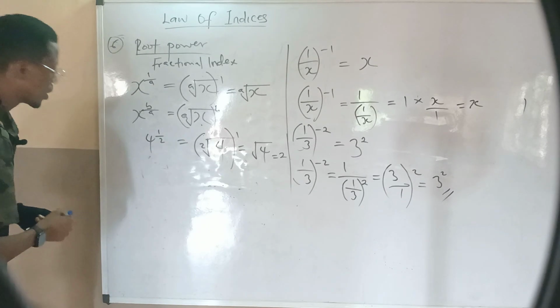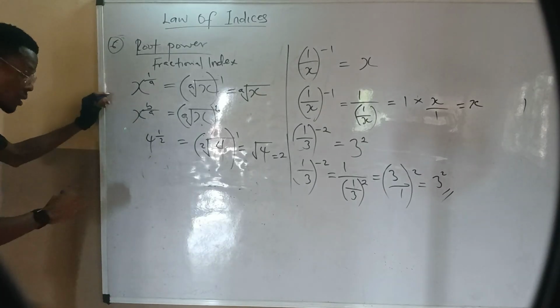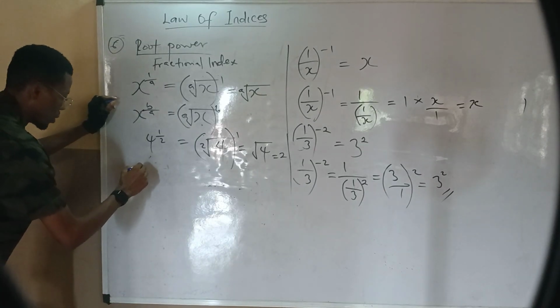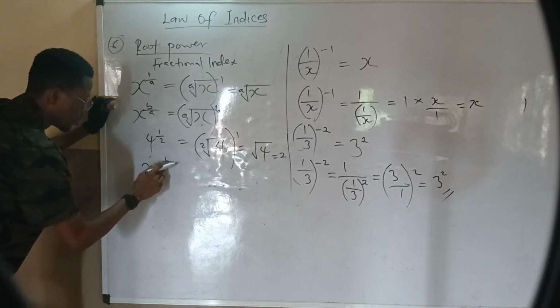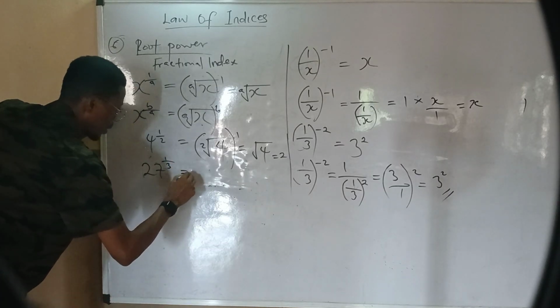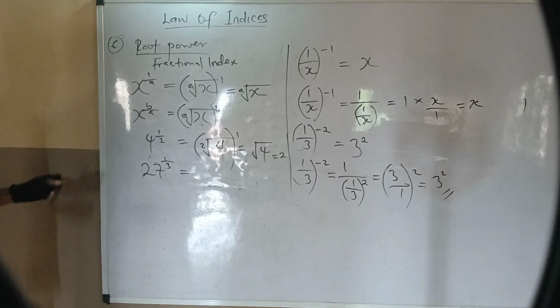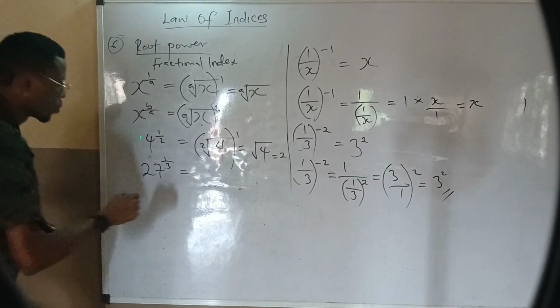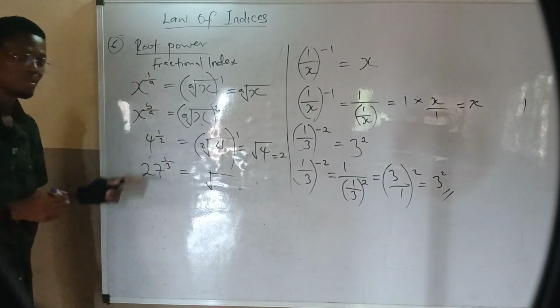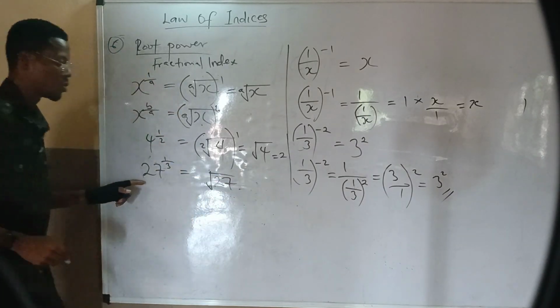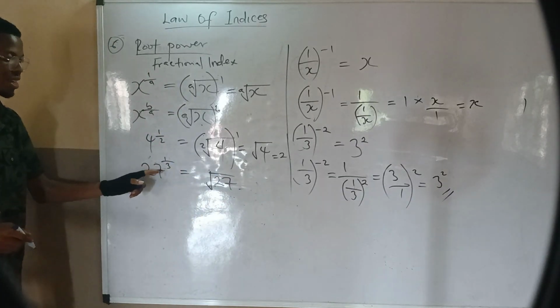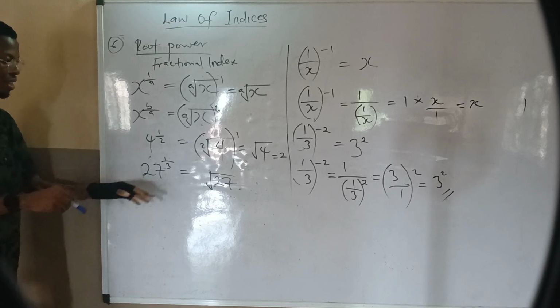So then, if we have another example, let's say 27 raised to the power of 1 over 3. Now, in this case, what do we have? We have 27 raised to the power of 1 over 3. So the root of what? The base. Which is the base? The base is 27. The root of the base, which is 27. And what is the 3?